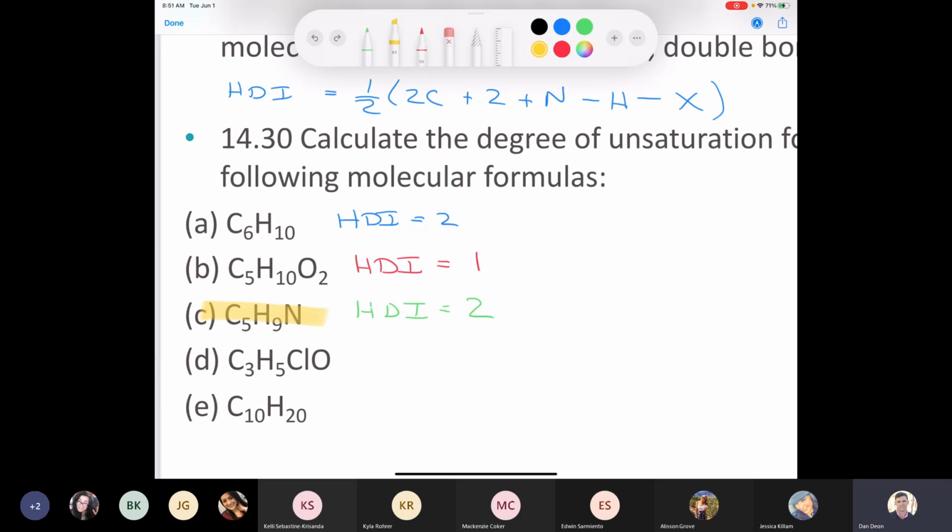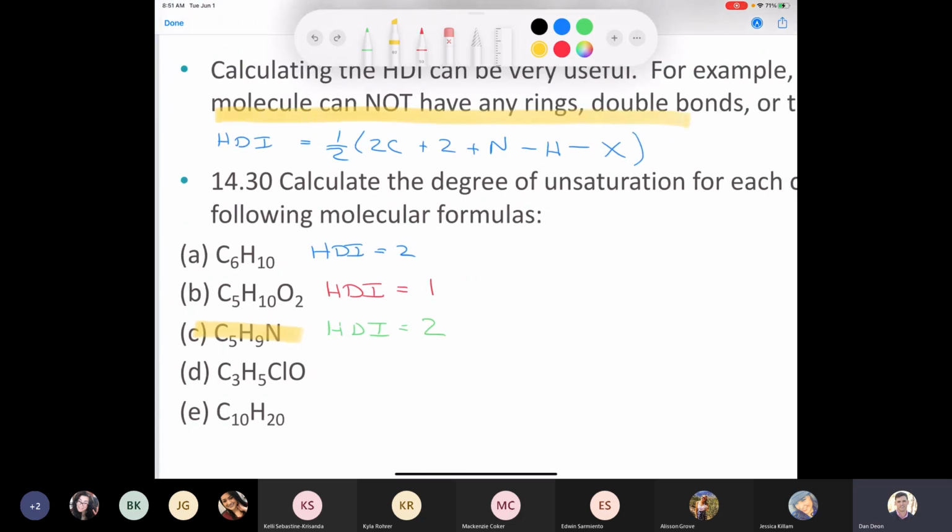So the parts of the formula are this right here. Okay, this is the formula. So 2 times the number of carbons, that's what C stands for. Then you just add 2. You add however many nitrogens there are. Here you have 1 nitrogen. You subtract the number of hydrogens. Here there are 9 hydrogens. And then you subtract the number of halogens. Here there's 0 halogens. Does that help, Allison?